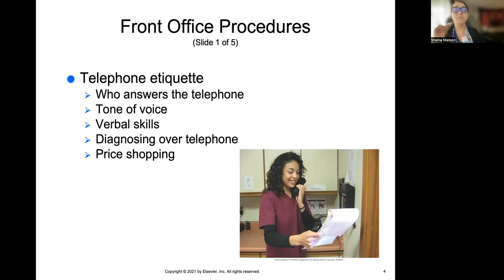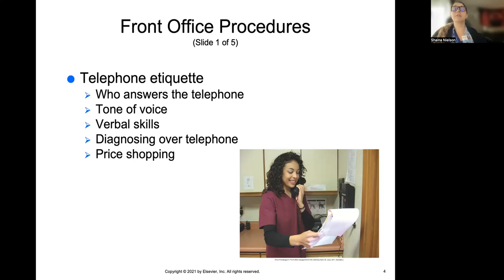So we have to be aware, if people are shopping for prices, not to give them a super lowballed price, because then they're going to want to book and that might not actually be the price. So if they are price shopping for something like that, always go on the high end, or let them know we can't give you an estimate until you come in for an appointment.